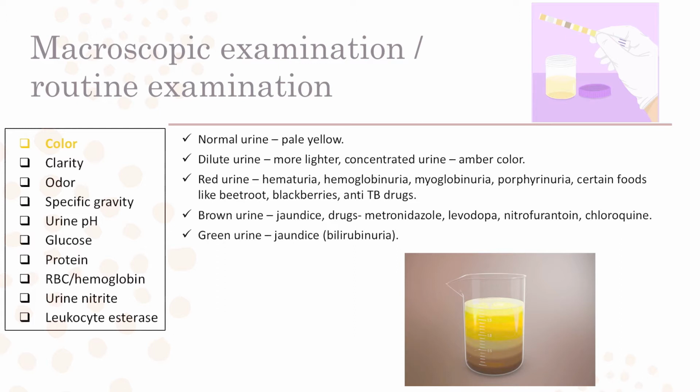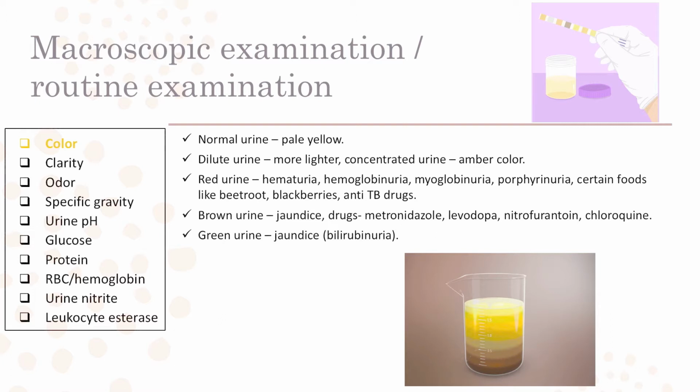So first is color. We know that the normal color of the urine is pale yellow. Whenever the urine is dilute, it is lighter. Whenever it is concentrated, it becomes a little darker. Red urine we get in the setting of hematuria. Hematuria is blood in the urine or simply bloody urine. Also, apart from the blood, if there is too much breaking of hemoglobin in the blood vessels and that is coming into the urine, then hemoglobinuria also leads to reddish urine.